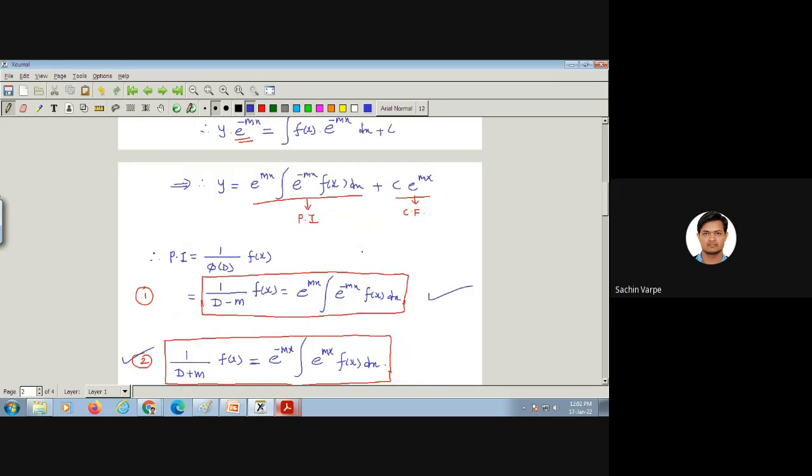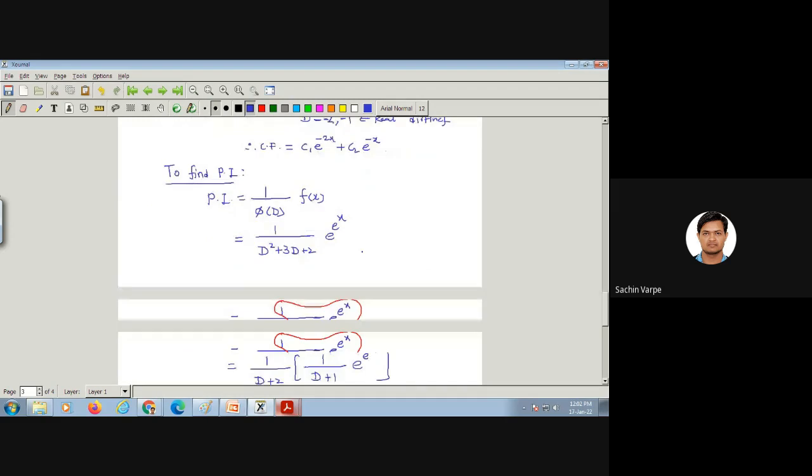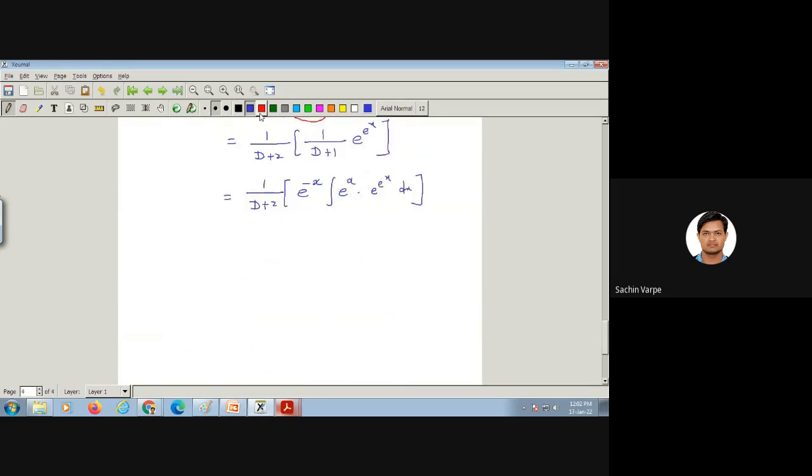ठीक है? तो how do we solve this integration now? We consider the integration separately. Consider the integration of e raised to x times x dx. तो कैसे सॉल्व करेंगे इसको?